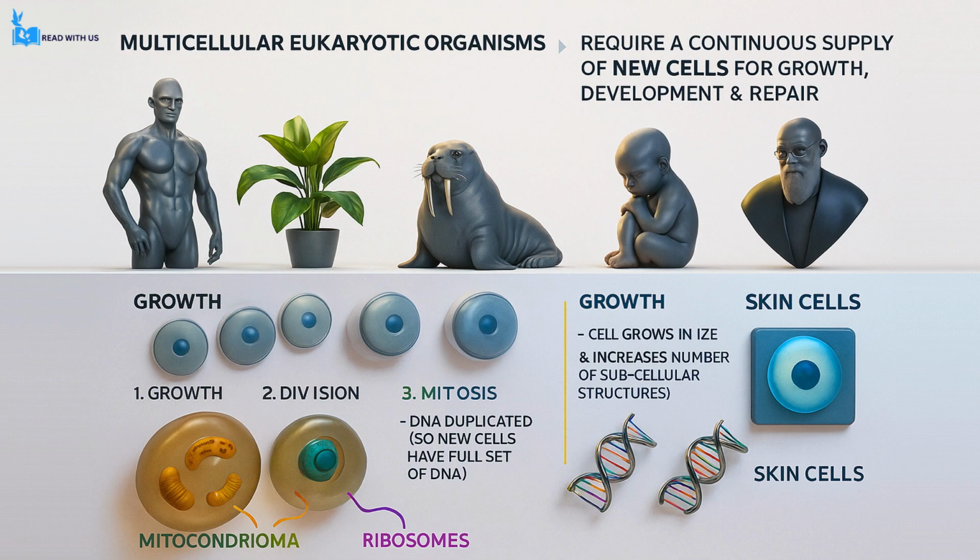The biological process responsible for creating new cells is known as the cell cycle, and it can be thought of as the complete life story of a single cell, beginning when it is first formed and ending when it divides into two genetically identical daughter cells.